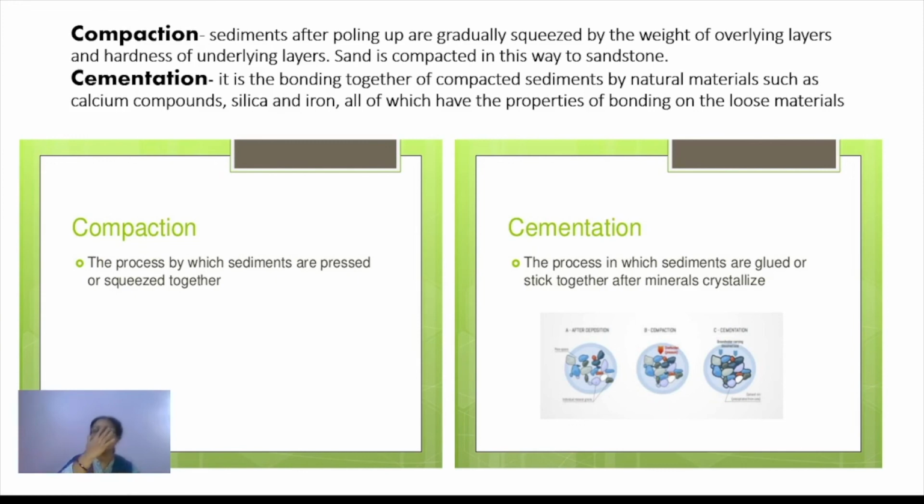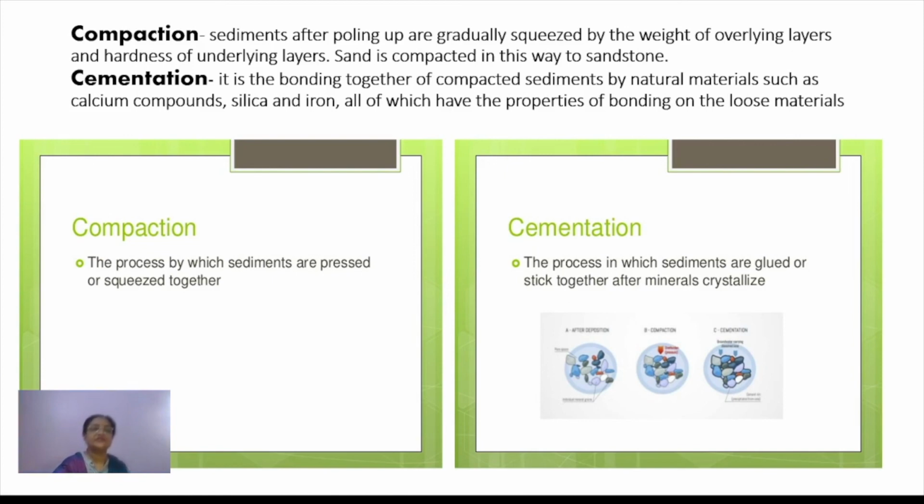Next is compaction. Compaction means when the particles are settled, no evaporation takes place and no cementation is required. There is simple settling down of sand particles or sediments one over the other, and due to the upper lying layers, the lower layers get compact. That ultimately results in the formation of a type of rock, and in this case the resultant rock is due to the process of compaction. The best example is sandstone. Sandstone is also a sedimentary rock, and it is the result of compaction, right?